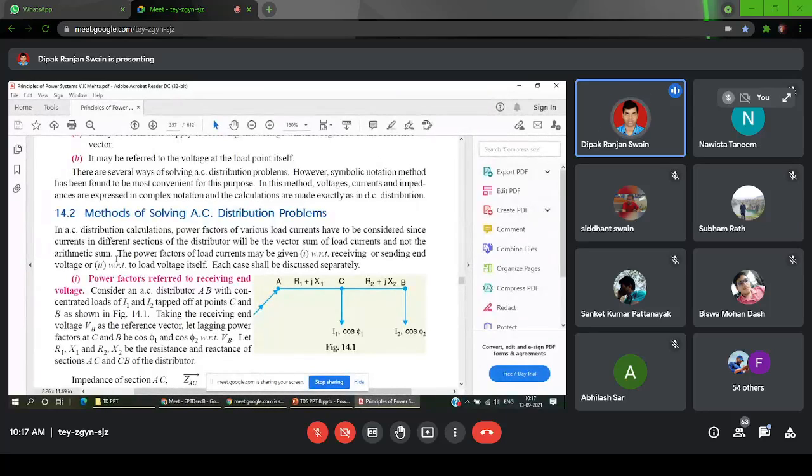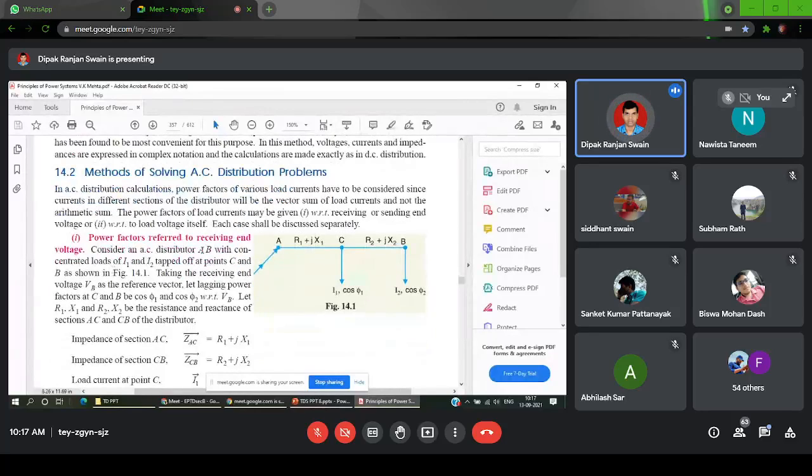Okay, so let us start with the first method. Power factors are referred to the receiving end voltage. Receiving end voltage means the right hand side, VB. So here you can see, consider an AC distributor AB with loadings I1 and I2. As I have told, the loading here will depend on the type, R or RC load or RLC load.